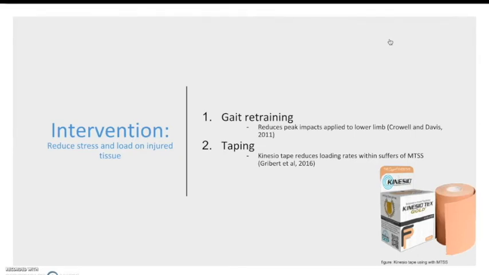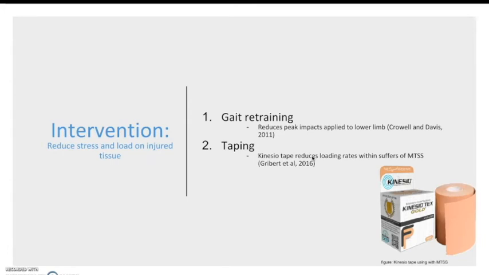In terms of gait retraining, the results from a study performed by Carroll and Davis show that gait retraining can reduce peak impact applied to the lower limbs during gait. Results from the study include a reduction in peak positive tibial acceleration during stance by 50% and reduced peak vertical forces and peak loading rates during heel contact by 30%. These successful outcomes of the retraining program were still preserved following a 1-month follow-up session.